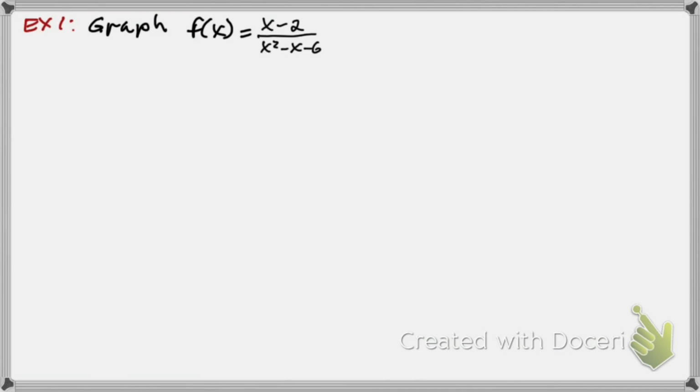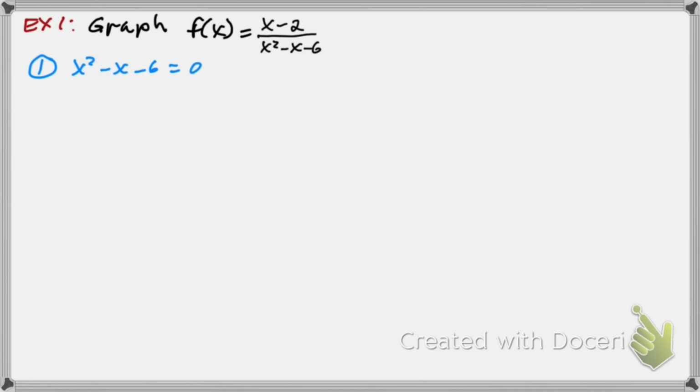Here's the function I want to graph. Notice it's a rational function, rational polynomial function. We got a polynomial on top and one on the bottom. So the first step is going to be finding our vertical asymptotes, if we have any.